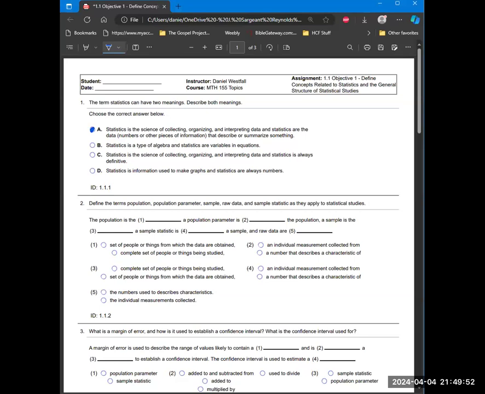Next, we're to define the terms population, population parameter, sample, raw data, and sample statistic as they apply to statistical studies. So the population is the complete set of people or things being studied. A population parameter is a number that describes a characteristic of the population. A sample is the set of people or things from which the data are obtained.